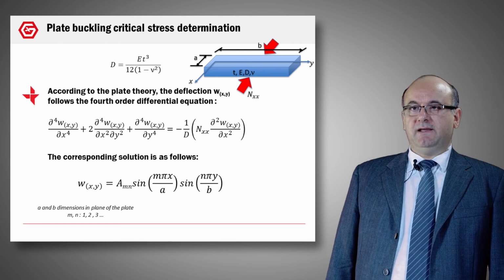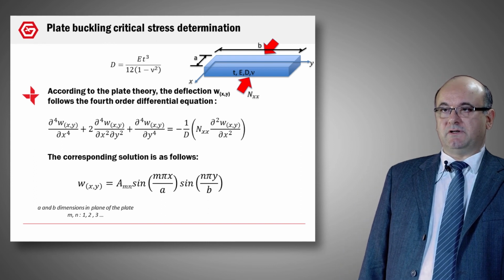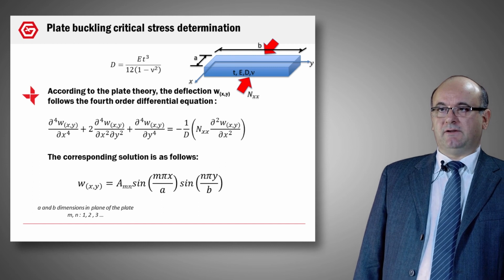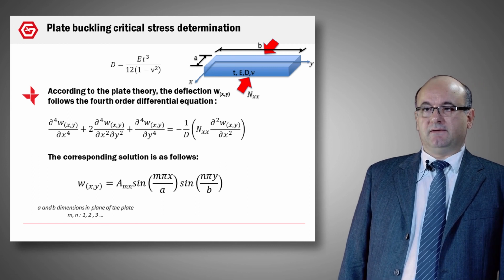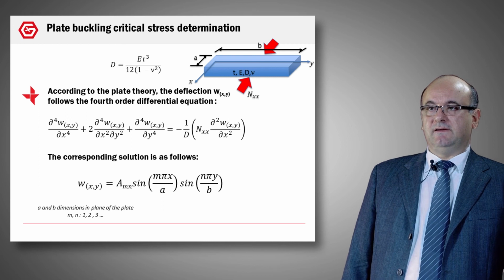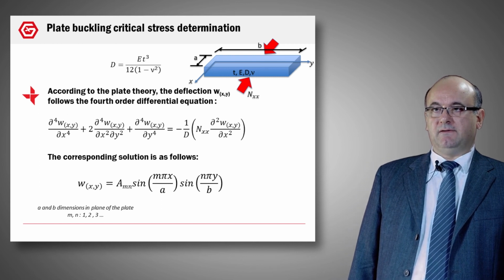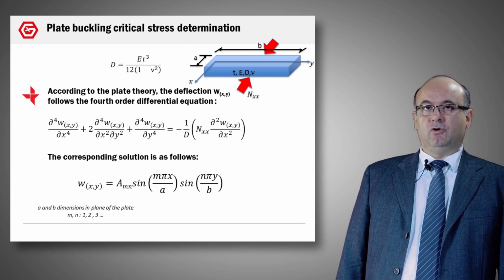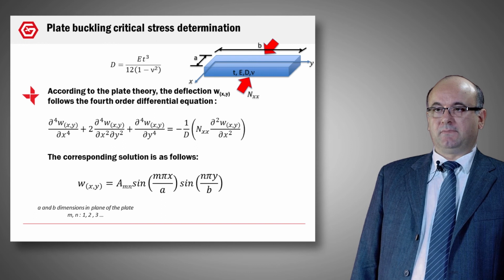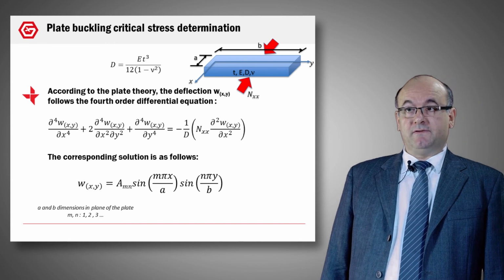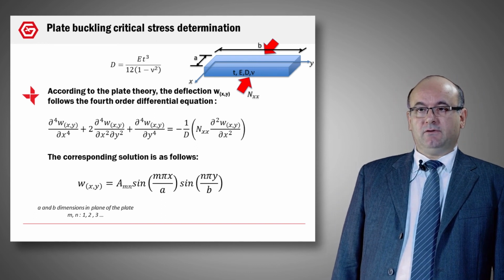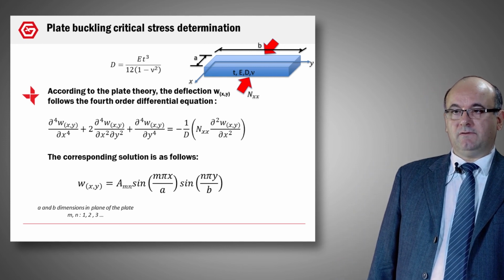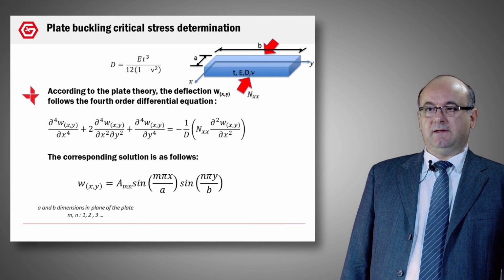If we study this plate, we have the fourth-order differential equation that is given here. In this equation, W, function of x and y, is the deflection of this plate. And again, you find Nxx, the normal load applied to this plate. The aim of this calculation is to determine the N critic, the load that creates a buckling of this plate. In fact, the solution of this equation is given here. W, function of x and y, is the sum of A mn, double sinus, in function of m, n, pi, x, a, and b.